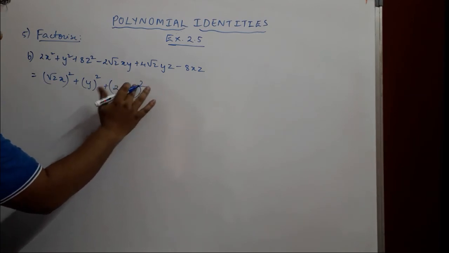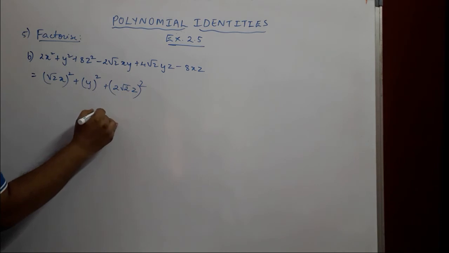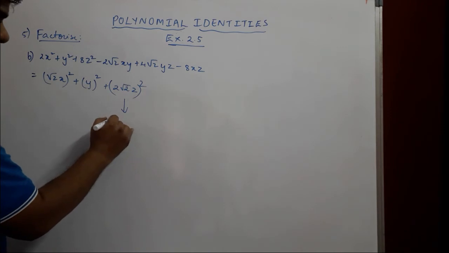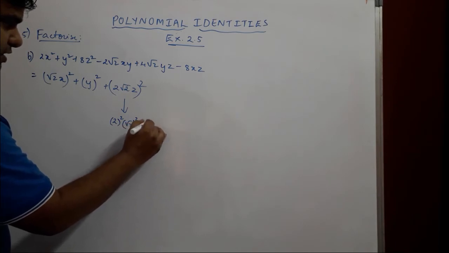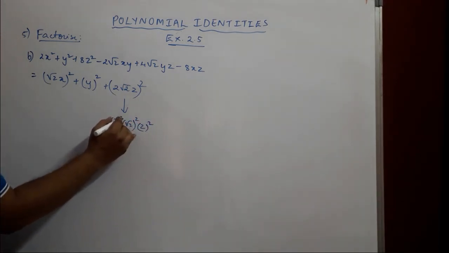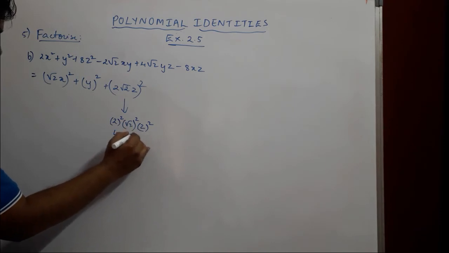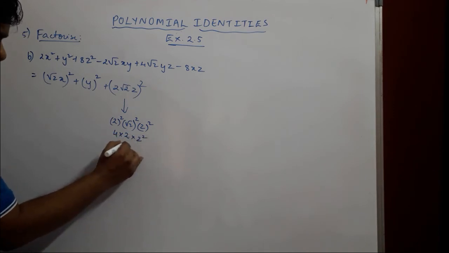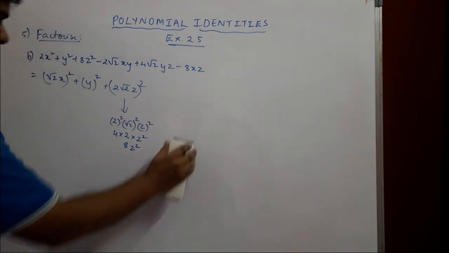I'll just write this separately, because over here, have a look, if we expand this 2 root 2 z whole square, this will become 2 square into root 2 whole square into z whole square. So 2 square is what? 4. Then multiplied by root 2 whole square, which is 2. Then you have z whole square, which is z square. So 4 into 2 is 8, 8z square. So that is what we get over here. Fine?